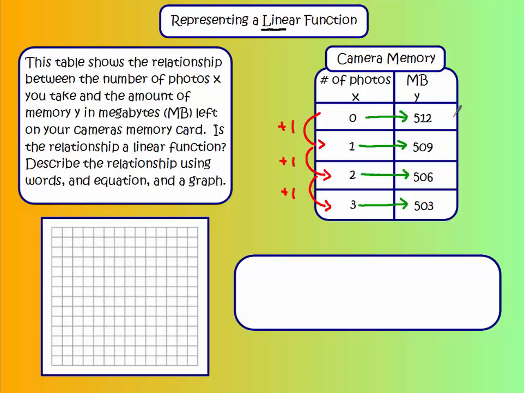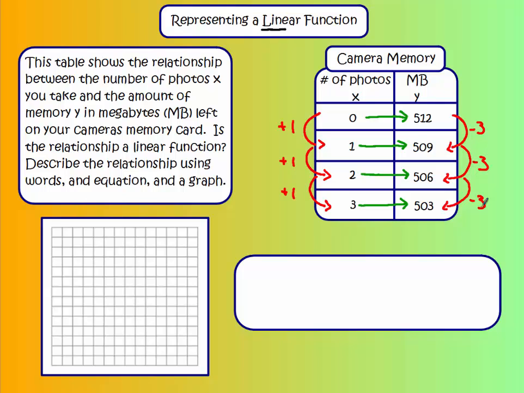Going from 512 to 509, I'm subtracting 3. And going from 509 to 506, I'm again subtracting 3. And going from 506 to 503, I'm once again subtracting 3. So you can see that the dependent variables here are decreasing by 3 each time x increases by 1.